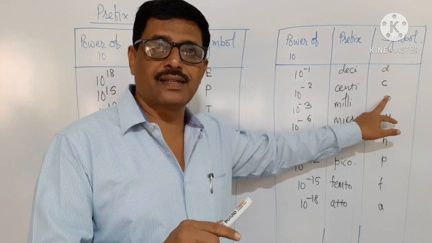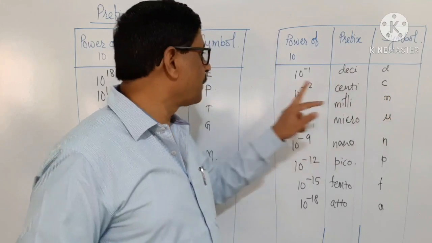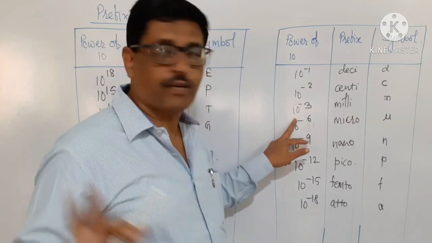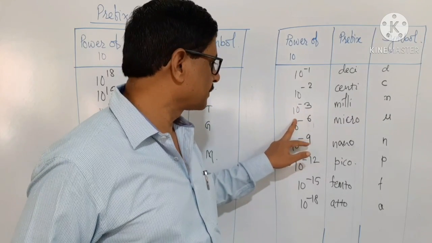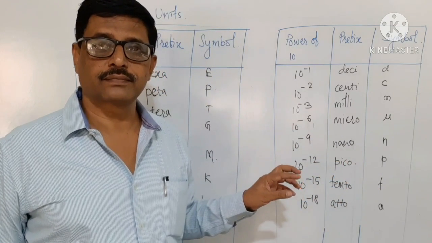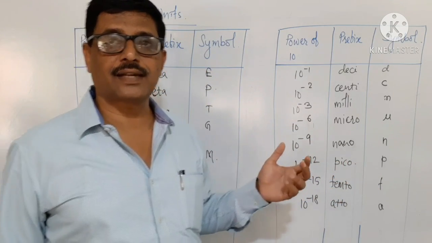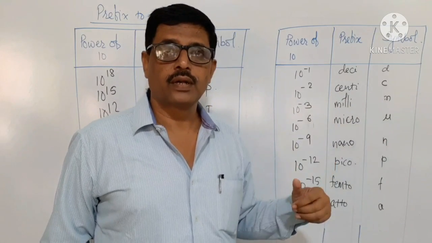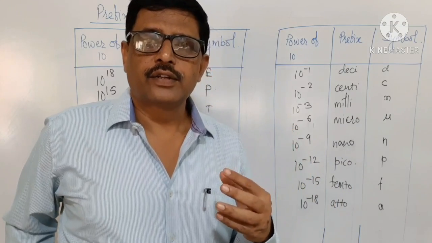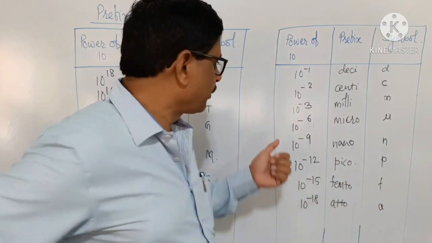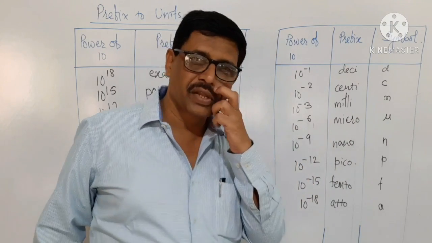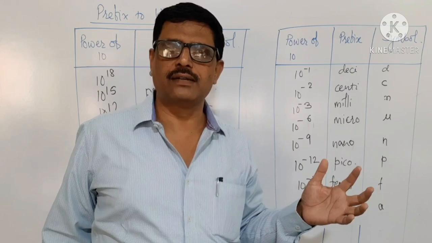100th part of 1 meter is 1 centimeter. 100th part means 10^-2. 1000th part of 1 meter is 10^-3. 10^-6 is micro. When I say that current flowing through the vessel of a blood is 12 microampere, 12 microampere means 12 into 10^-6 ampere. Nano is again a popular word.